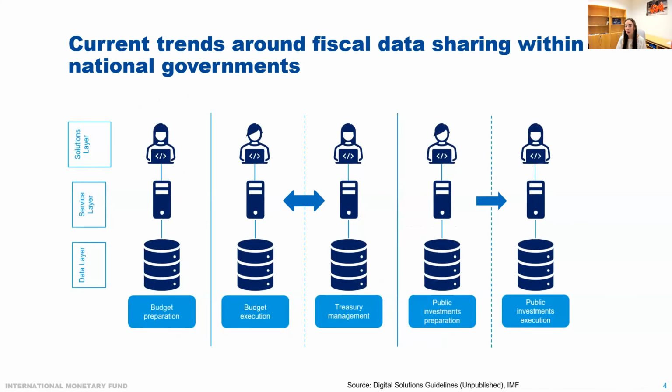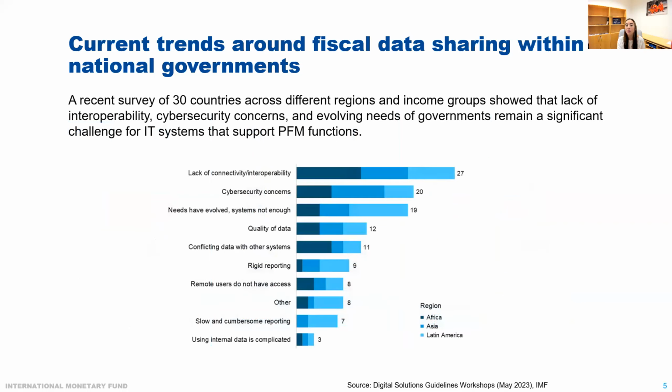This is our current setup. We have budget preparation in one model. We have budget execution in a separate model. Usually these connect with treasury management. Public investments and public execution often are systems that are connected, but not always. So the current setup is a very siloed landscape of PFM functions covered with digital solutions.